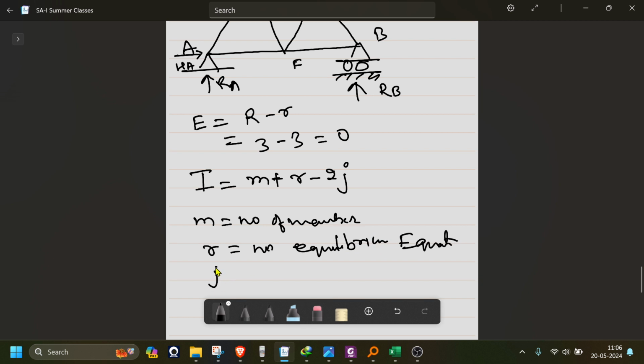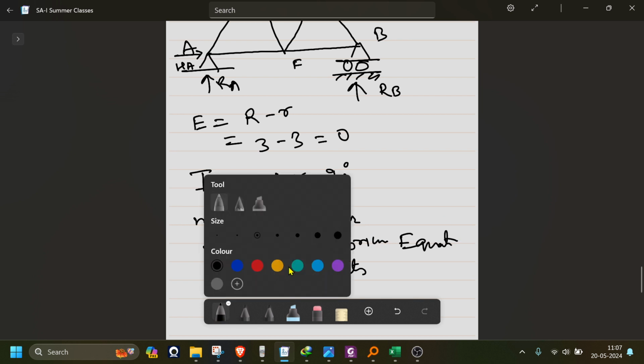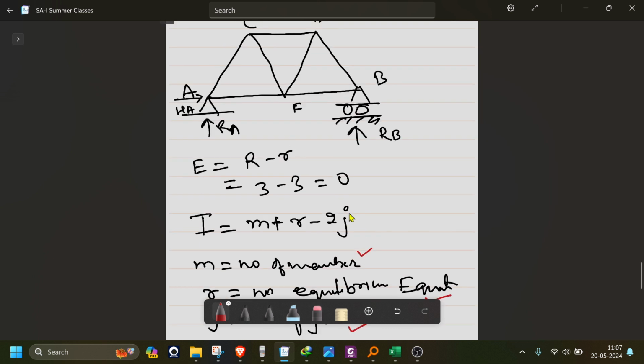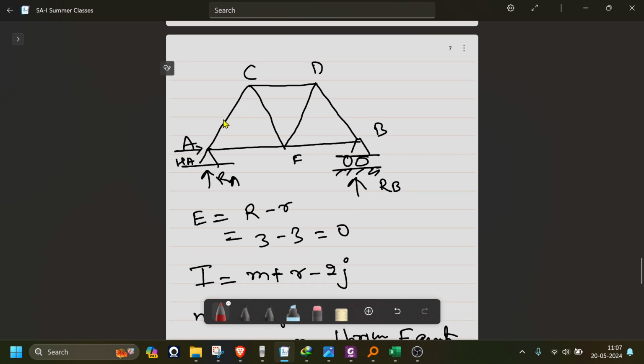And what is j? j is the number of joints. m is the number of members, r is the number of equilibrium equations, j is the number of joints. So how many members are here? You can tell: 1, 2, 3, 4, 5, 6, 7. All of you agree? This truss has 7 members.